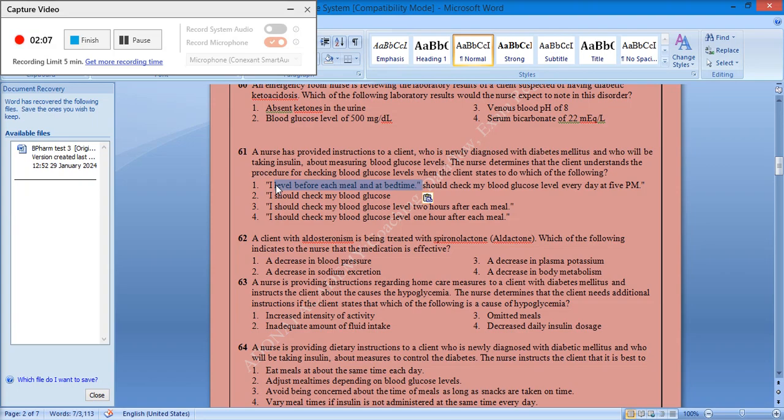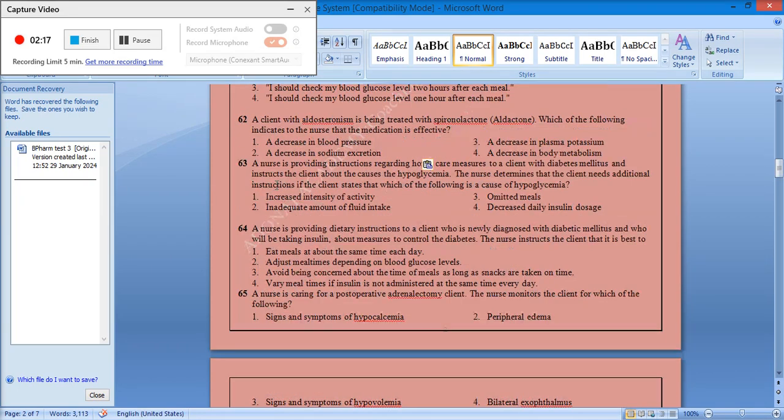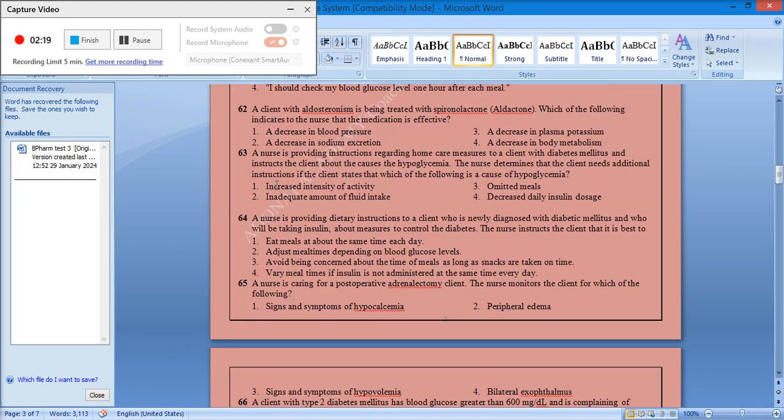62. A client with aldosteronism is being treated with spironolactone. Which of the following indicates to the nurse that the medication is effective? 1. A decrease in blood pressure. 2. A decrease in sodium excretion. 3. A decrease in plasma potassium. 4. A decrease in body metabolism. The correct answer is 1. A decrease in blood pressure.